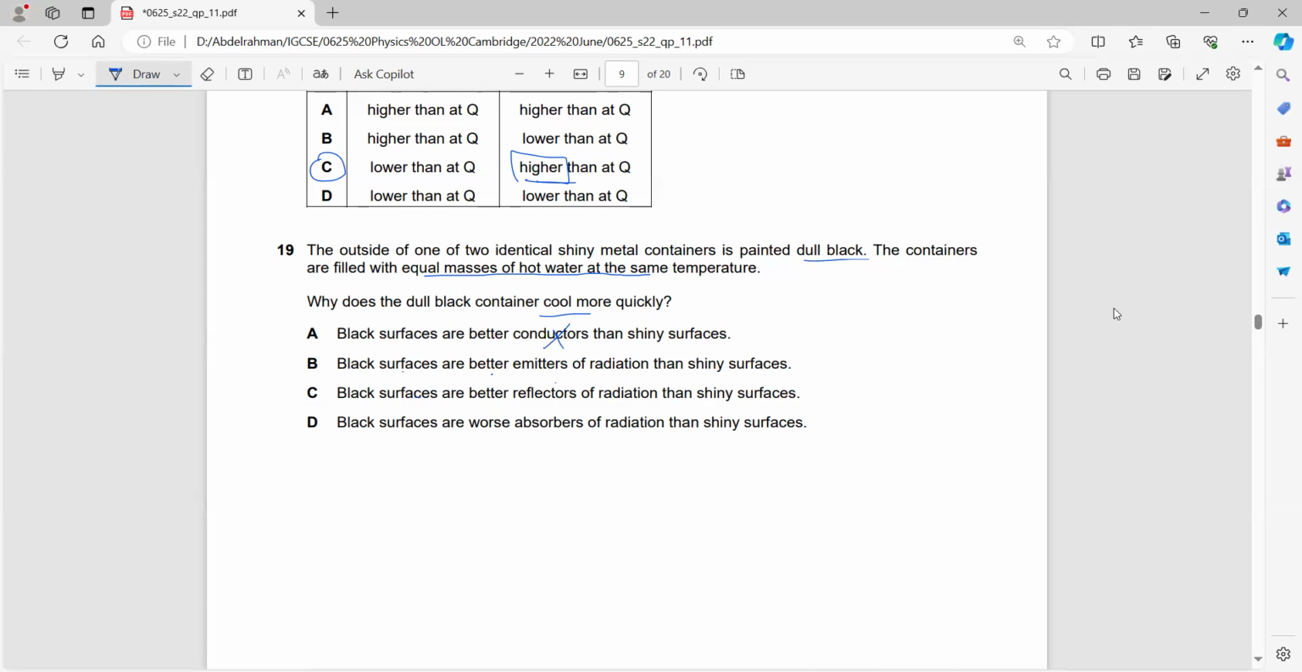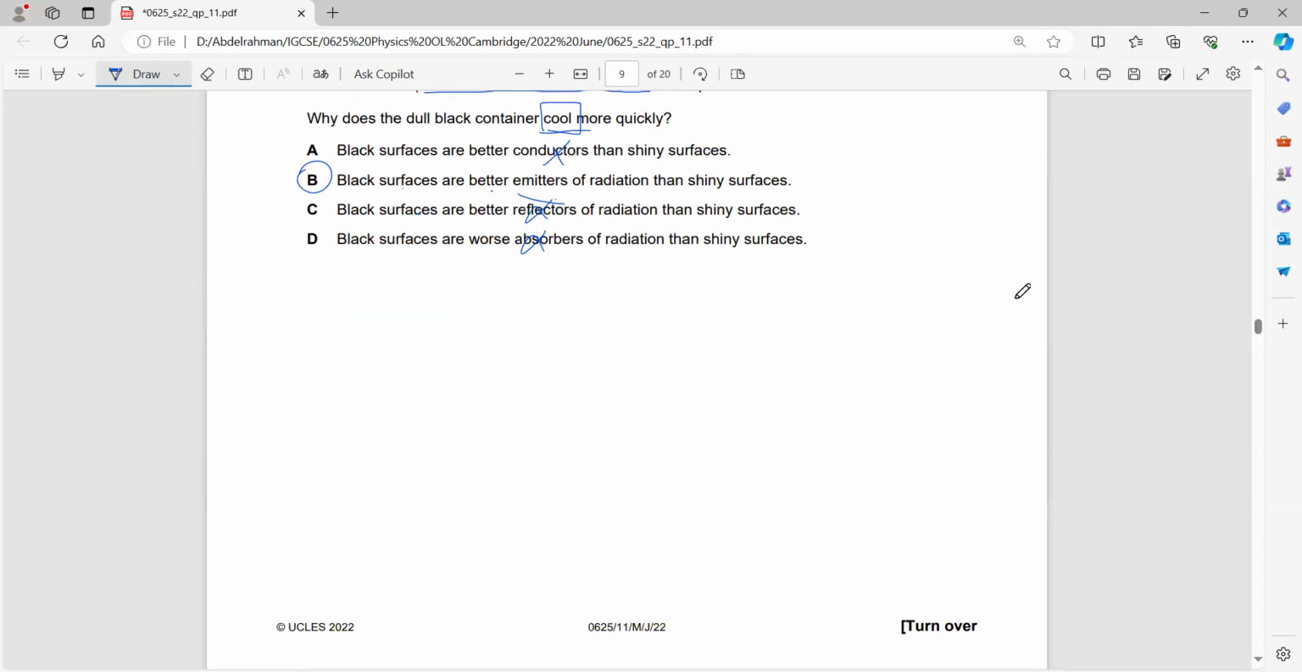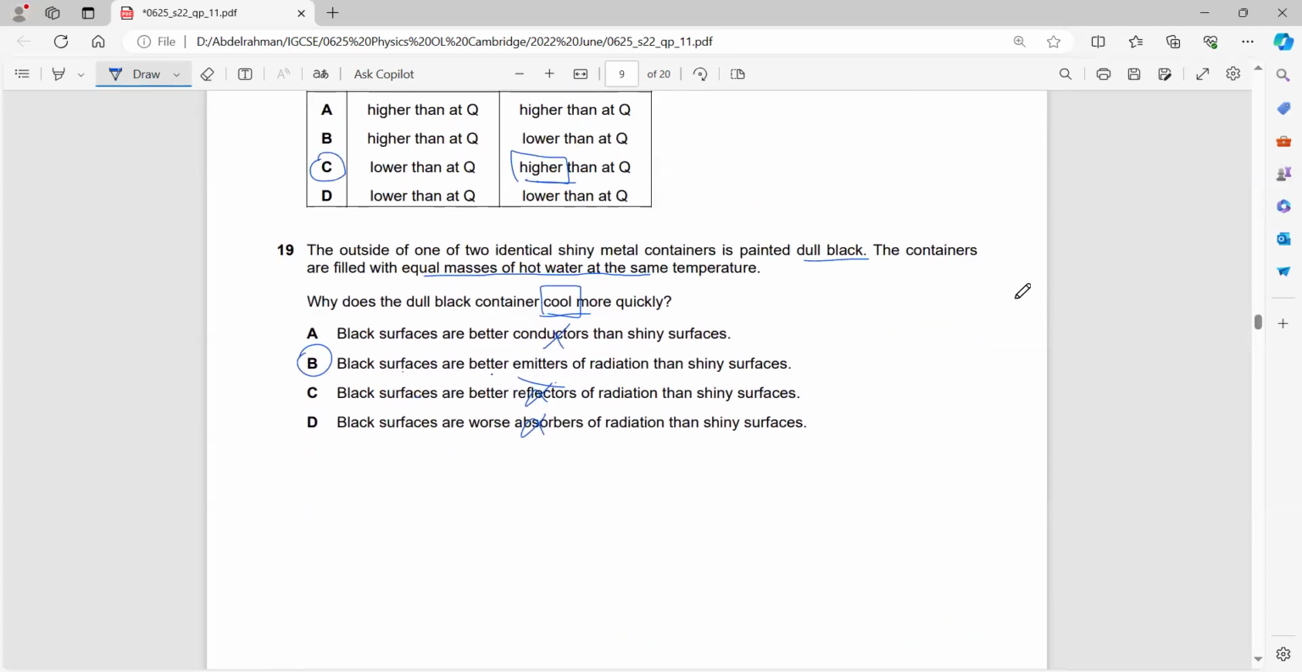Reflection, no, a black surface is not a better reflector. Worse absorbers, no, they are better absorbers, and in this case I have to say better emitters. Why? Because they lose energy. They cool more quickly. Whenever they cool more quickly, they are called emitters. They are giving off energy, or giving off infrared radiation.